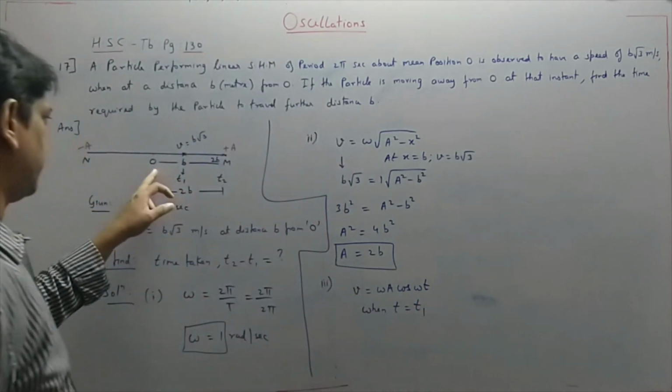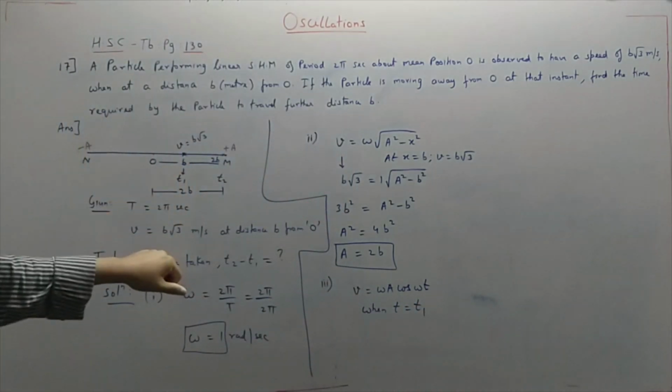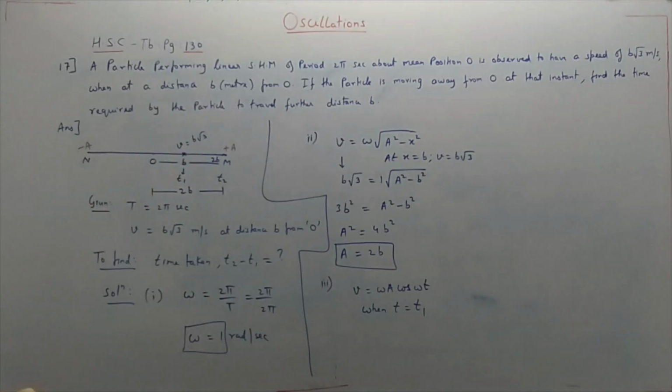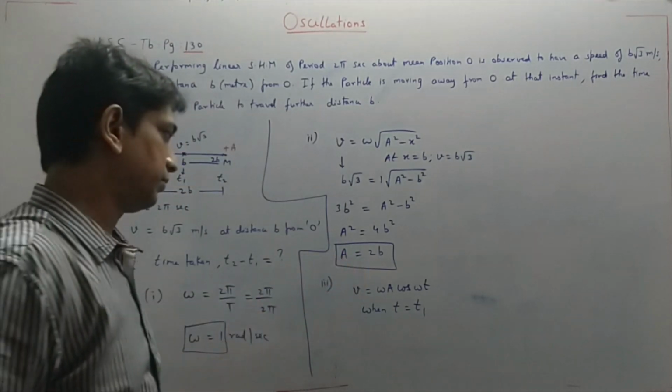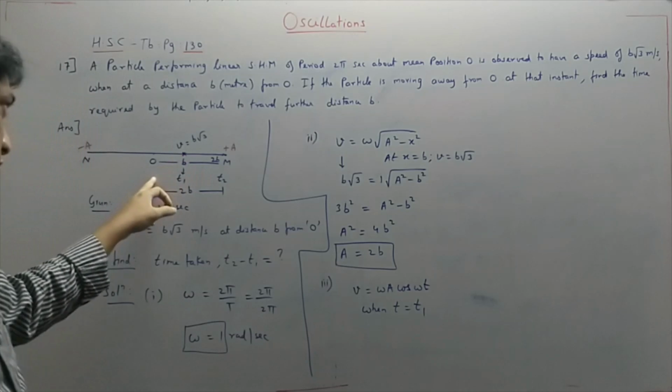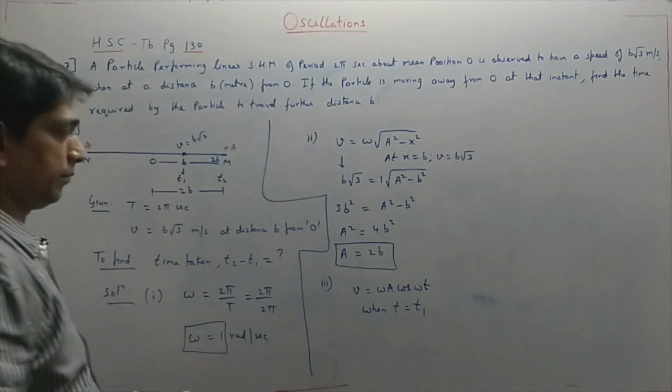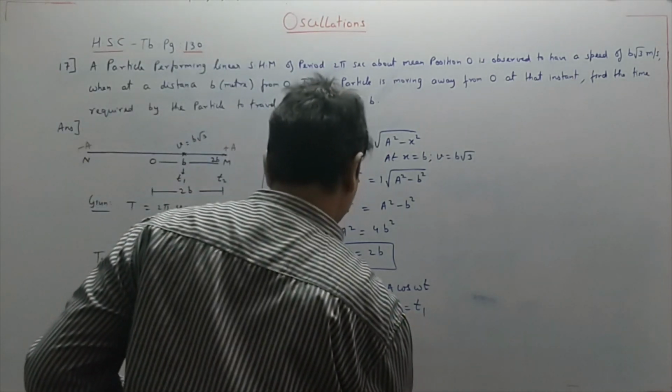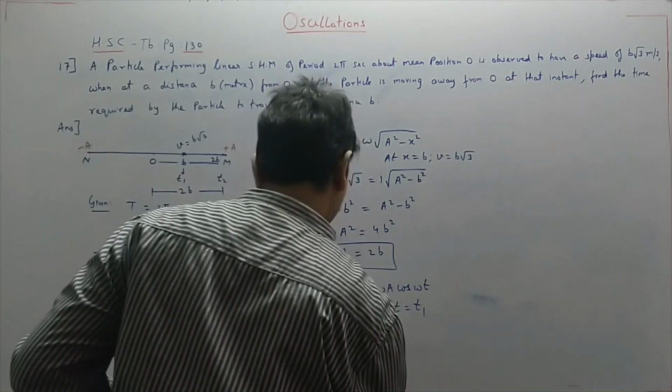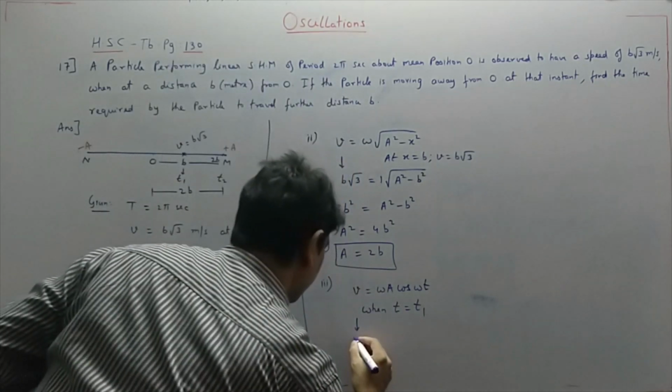at this point when the particle moves from here to here, we already know the velocity is b root 3. Amplitude we got from here. So what is the time taken from here to here? When t equals t1, we have the formula for velocity, and the velocity here is b root 3.